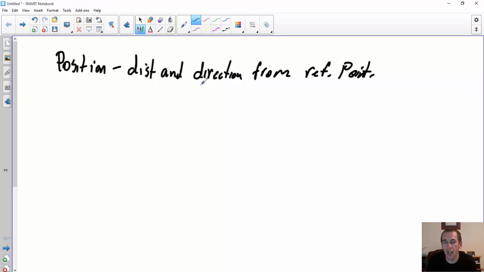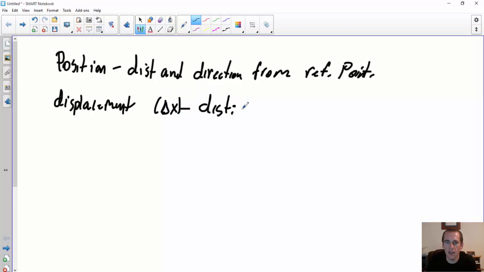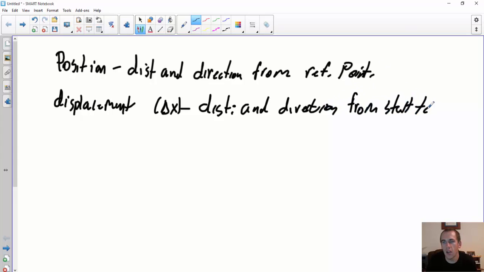Distance is measured in meters. Direction we can say away from or towards. Remember, displacement is direction and distance between starting and ending. So displacement, which we give the symbol delta x, is distance and direction from start to end. So this is review information.